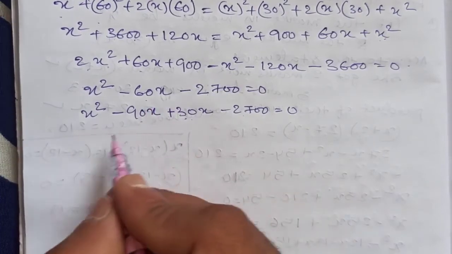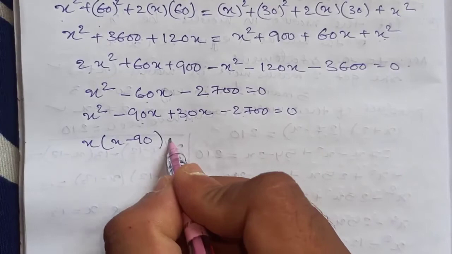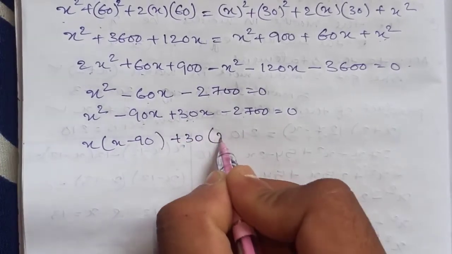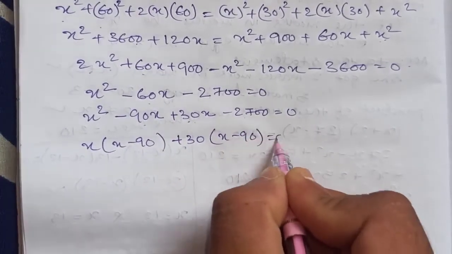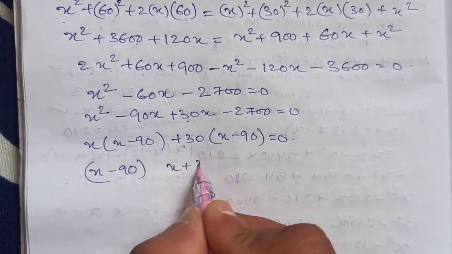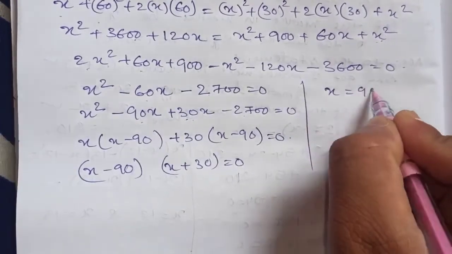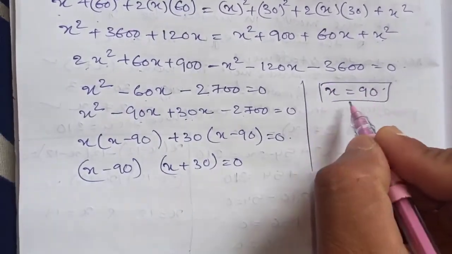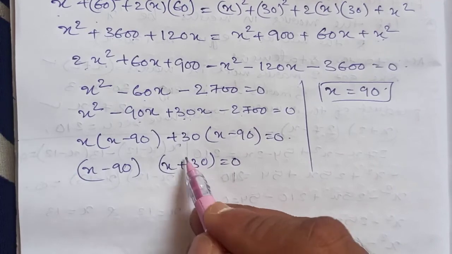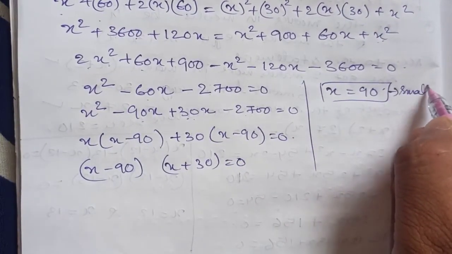Okay, take x common from the first two, x minus 90 we will get. Take 30 common from the second, x minus 90 we will get. So x minus 90 and x plus 30 equals 0. That means x we will get 90. This is the positive value which we have to select. The other gives us minus 30. So this is the smaller side.